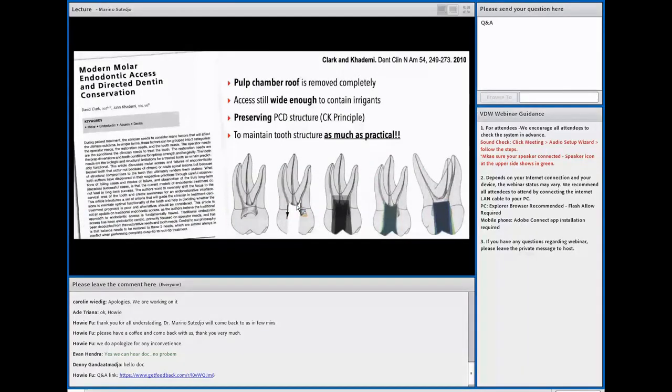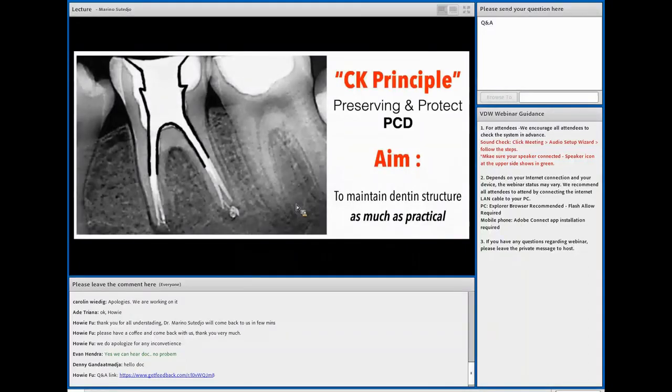So in 2010, David Clark and John Khademi came up with what we can say is a modern concept of access cavity. What is this modern concept of access cavity? This concept from David Clark and John Khademi has become known as the CK principle, the Clark and Khademi principle. And what they said is that we need to maintain tooth structure as much as practical and not as much as possible, because it is important. And what is the meaning of as much as practical?